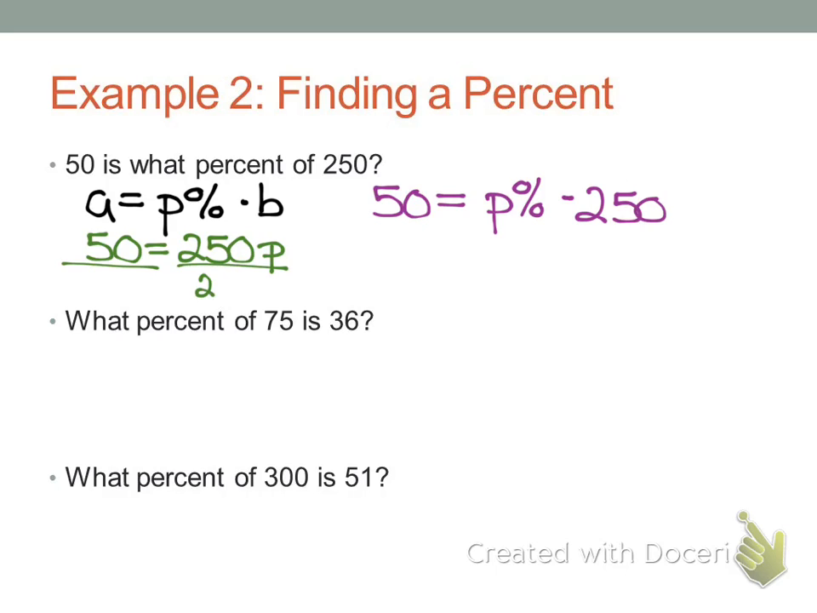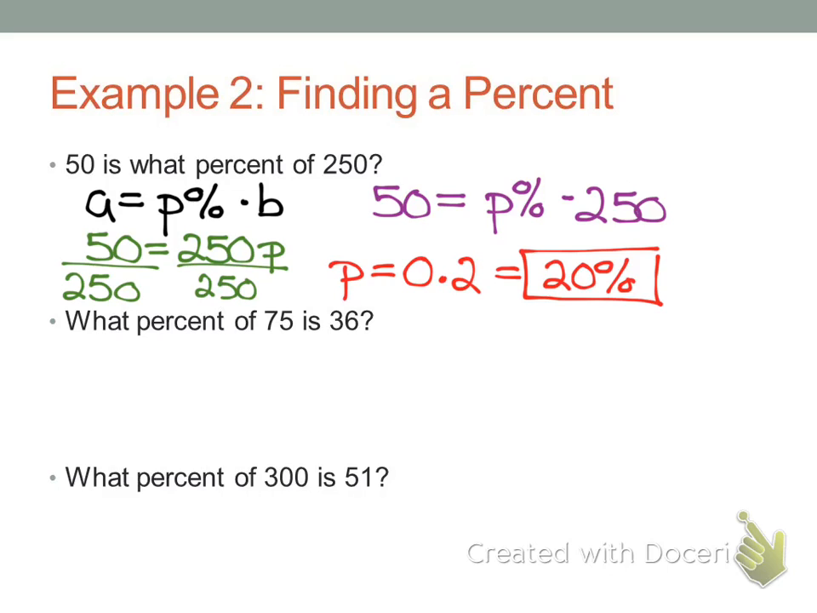So 250 both sides. You say, well, that looks weird. That's okay. We still follow the steps, whatever number is connected to our variable. And then make sure you put it in your calculator correctly. 50 divided by 250 gives me what decimal value? 0.2. But is that a percentage? No. What is 0.2 as a percentage? 20%, because I move my decimal to the right 2 places, and 20% is going to be my answer.